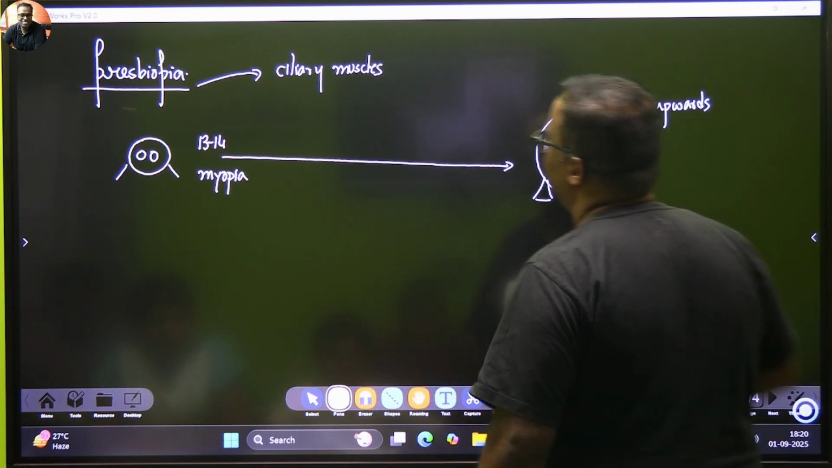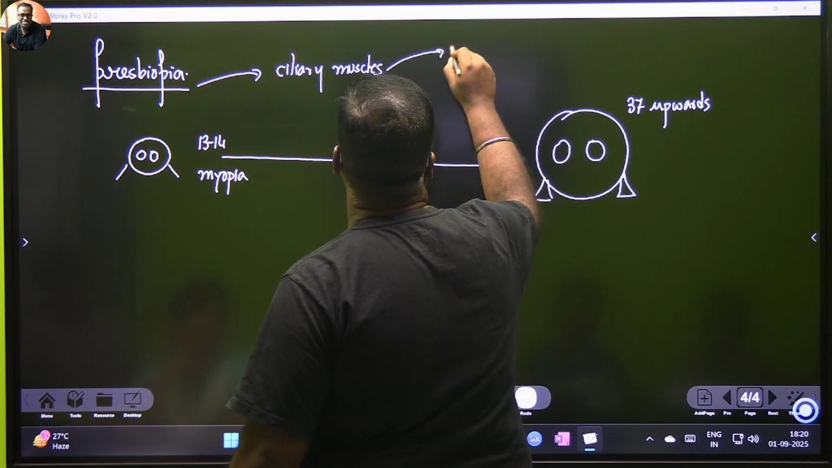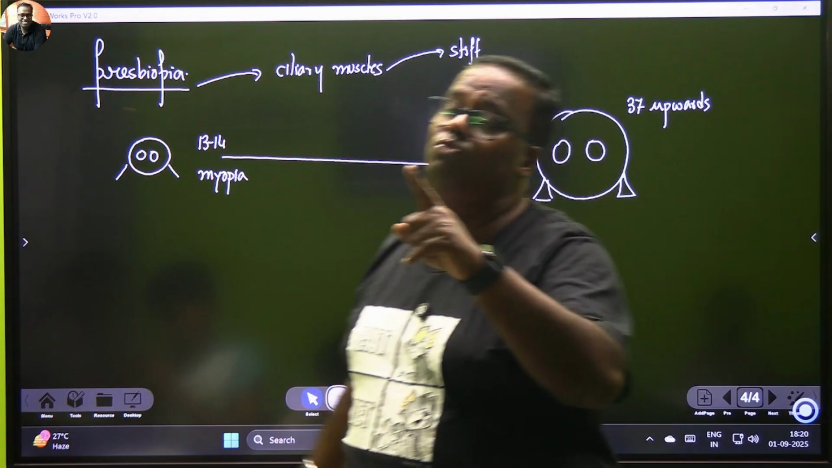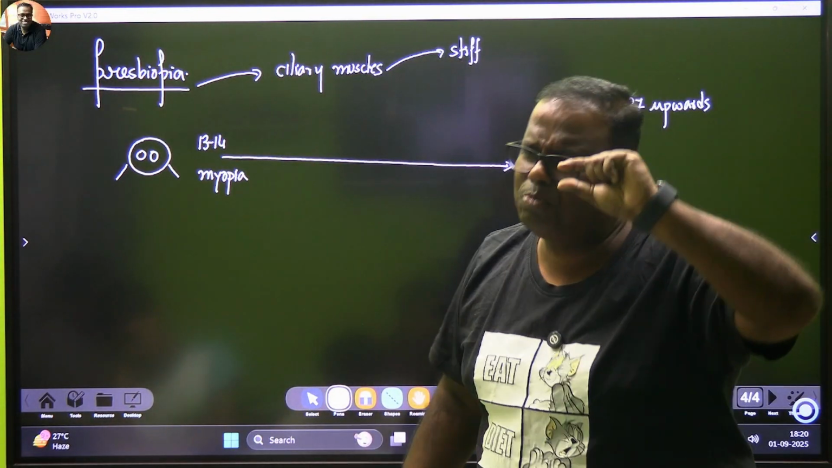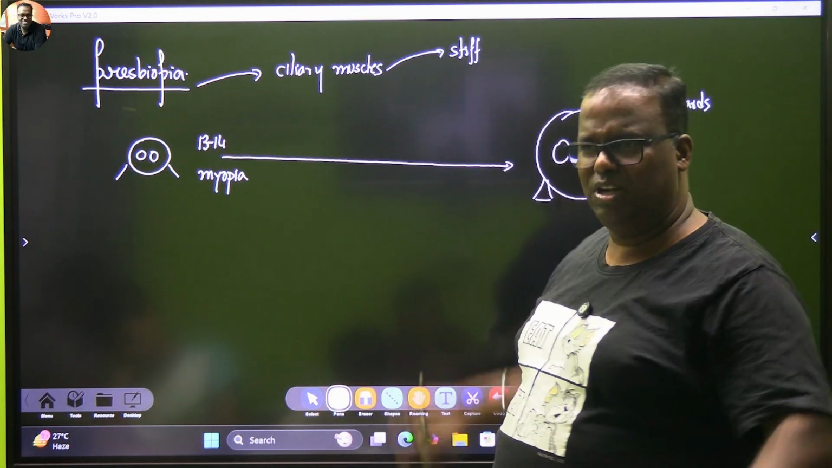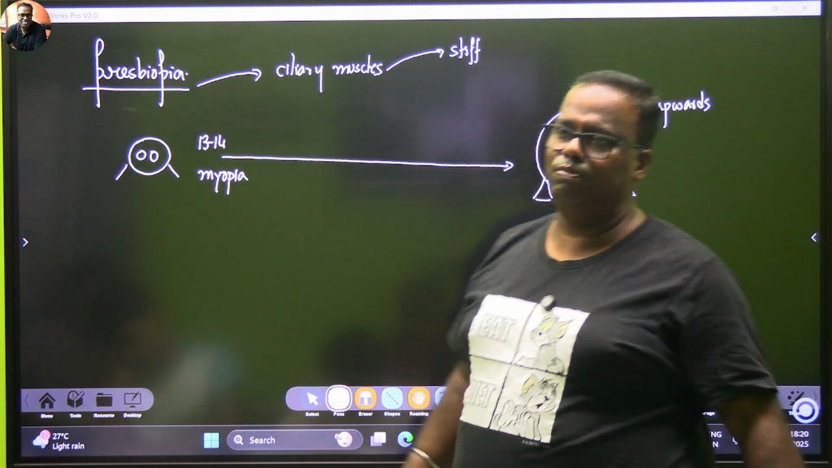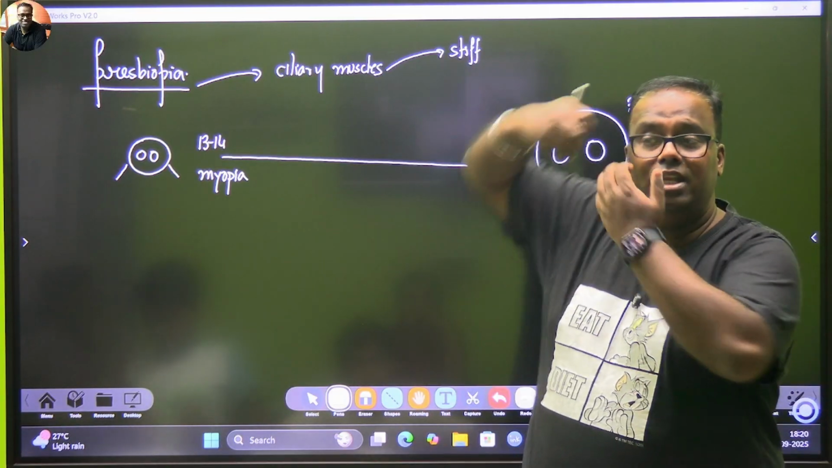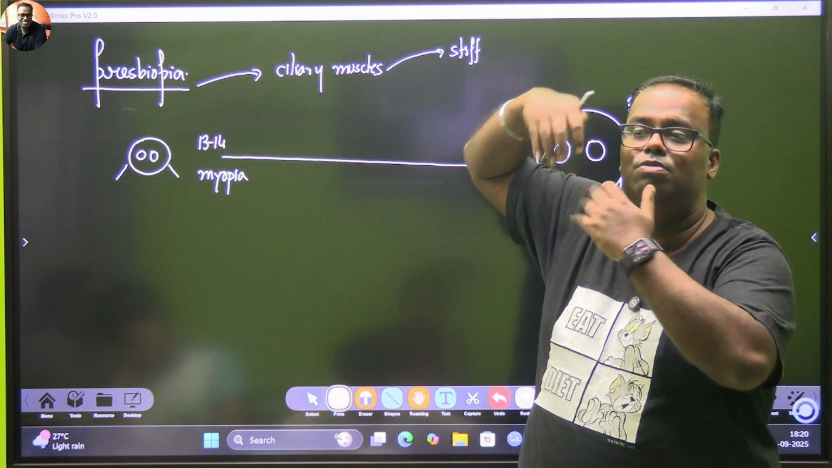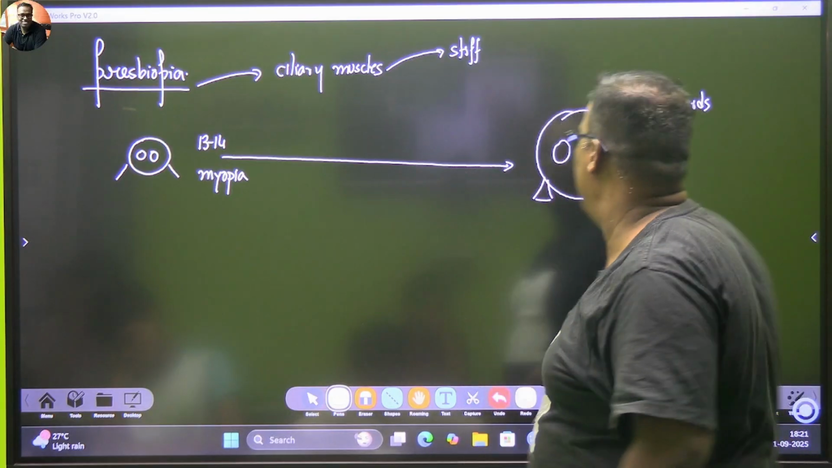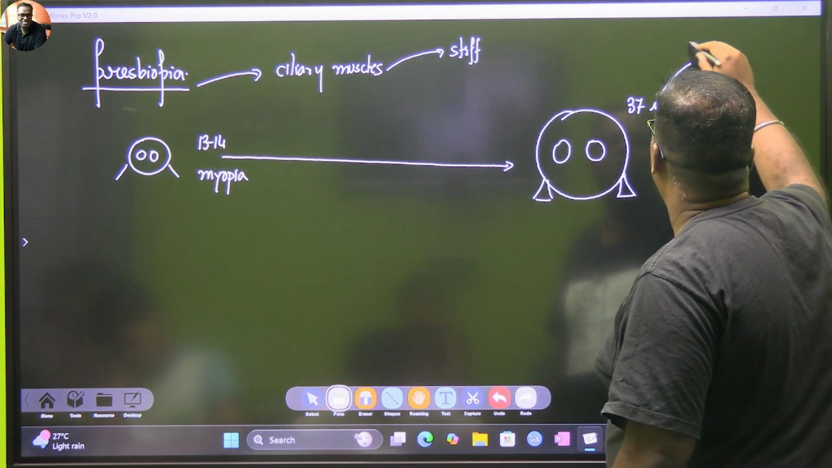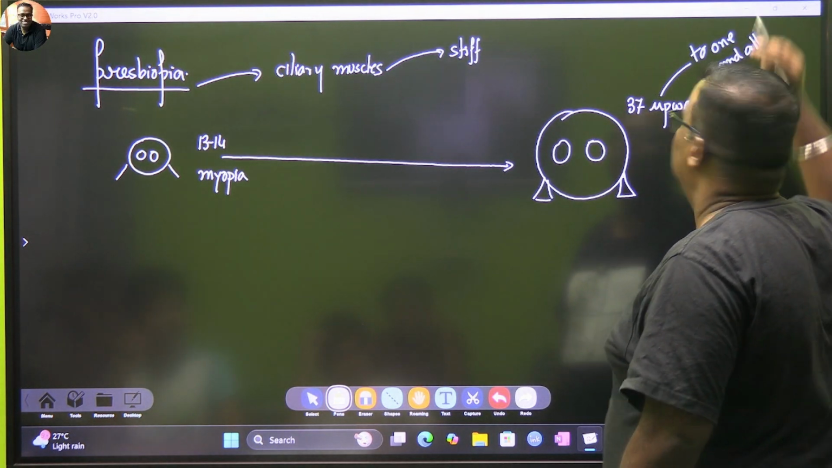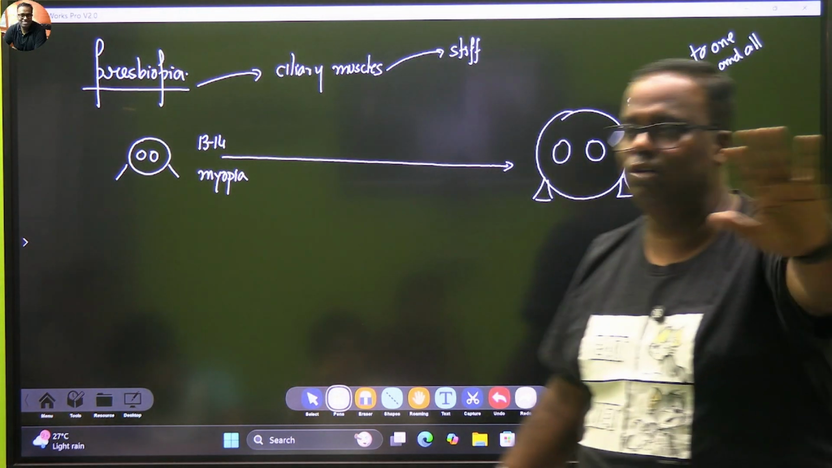As she goes 37 up, her ciliary muscles now start becoming stiff. Stiff means ciliary muscles were known for their flexibility, very soft paneer. Now these paneers have become very stiff. So the problem this girl will now start having is accommodation. Her eye lens cannot become slender and curved very quickly, right? And this will happen to one and all. Everybody will suffer from this.